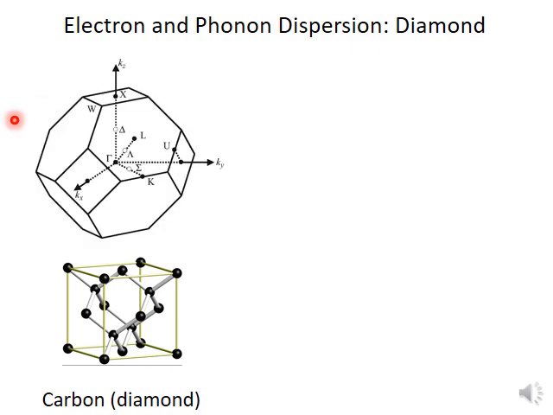So its Brillouin zone would be that of the FCC lattice, which looks something like this, as we showed before.